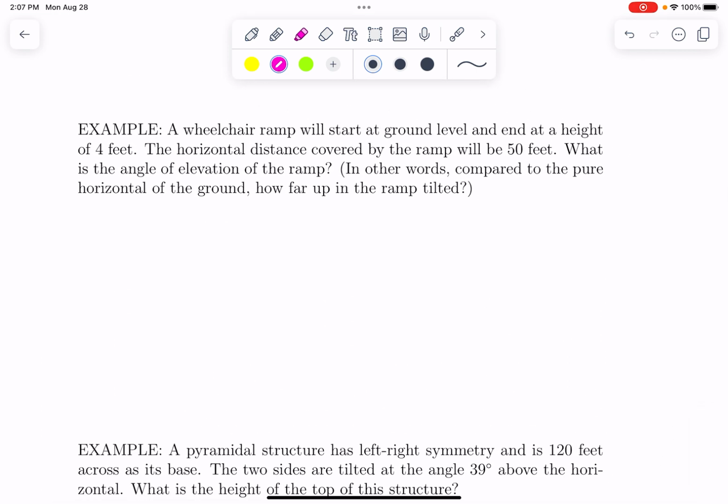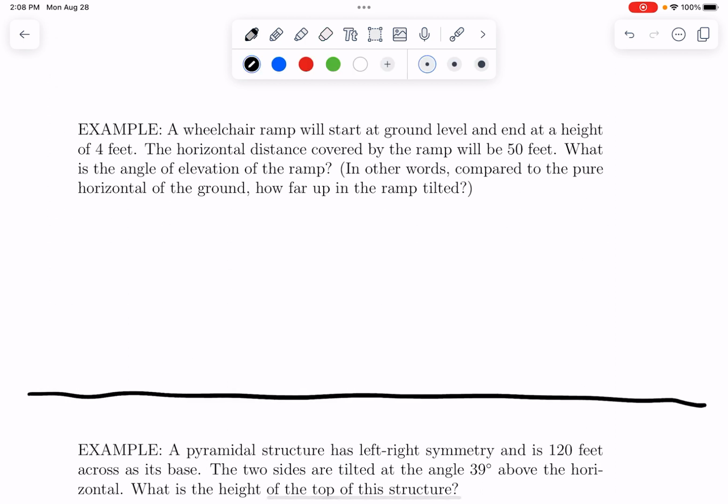So a wheelchair ramp will start at ground level and end at a height of 4 feet. The horizontal distance covered by the ramp will be 50 feet. What is the angle of elevation of the ramp? In other words, compared to the pure horizontal of the ground, how far is it tilted up? If this were a quiz problem, I'd probably give you a picture.